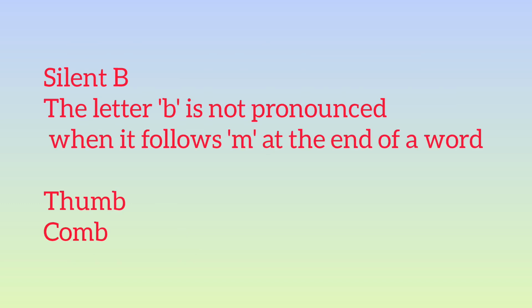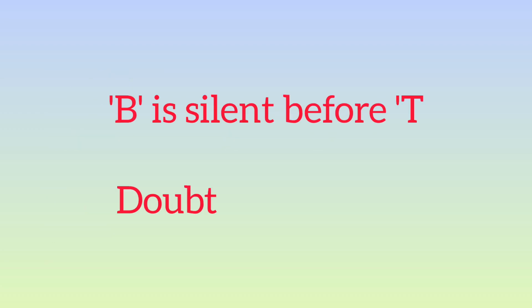Next we will learn silent B. B is not pronounced when it's followed by M, like thumb, comb. See, the last letter is B and it is preceded by M. And B is also silent before the T, like doubt. So far I think you don't have any doubt, right?